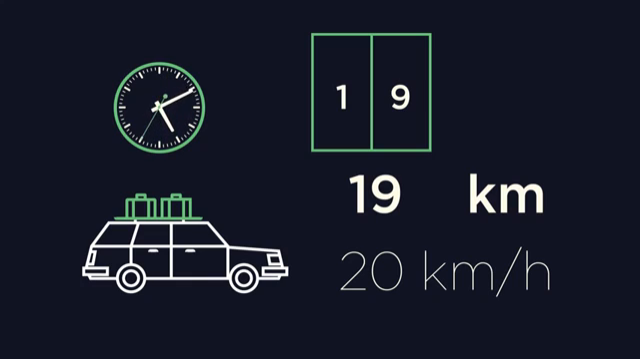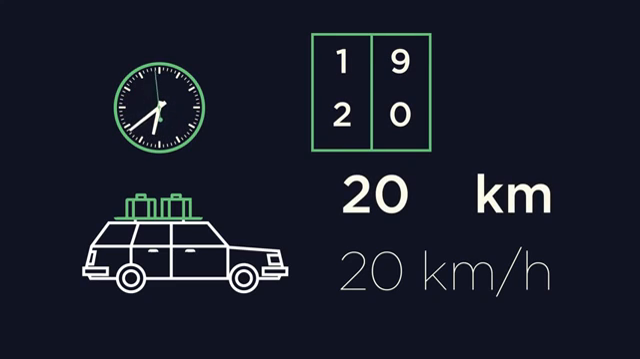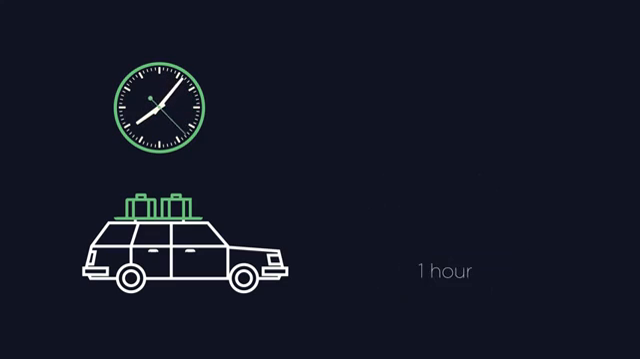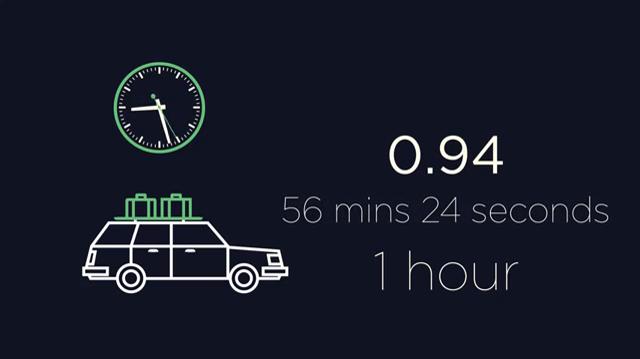If we look at the 9 as the lowest possible value positionally, it would round upwards, making the 19 a 20. Now if we look at our values, we have a distance of 20 kilometers, a speed of 20 kilometers per hour, and using distance over speed, we get a time of 1 hour. The exact value would be 0.94, which is 56 minutes and 24 seconds, so our approximation is not far off.